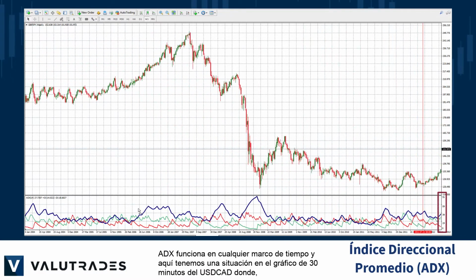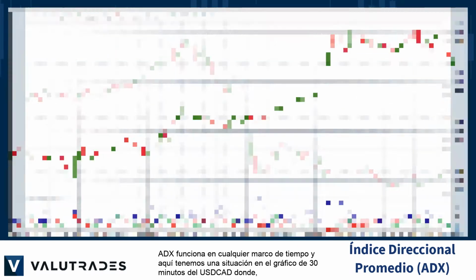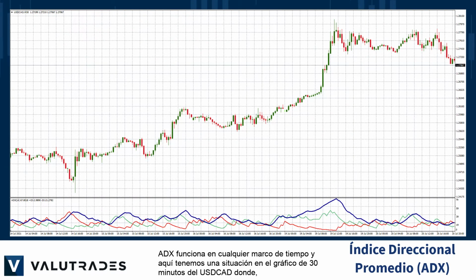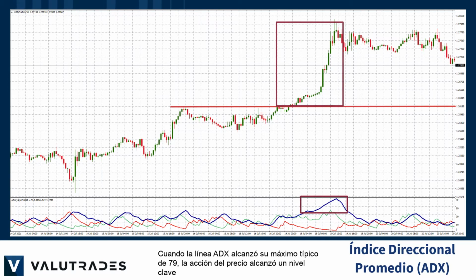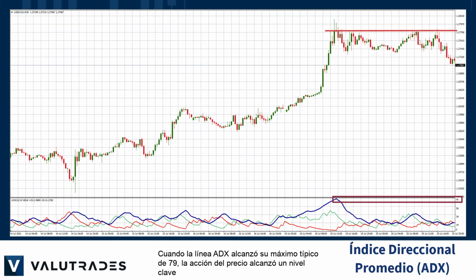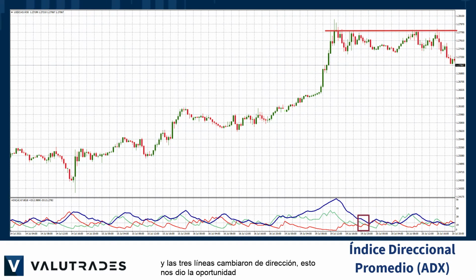ADX works on any time frame, and here we have a situation on the CAD 30-minute chart where, when price action broke resistance, the positive DI rose above the negative DI, and the ADX line rose to confirm a strong trend. When the ADX line hit its typical maximum of 79, price action reached a key level, and all three lines changed direction. This gave us an opportunity to close the trade as the uptrend had come to an end.